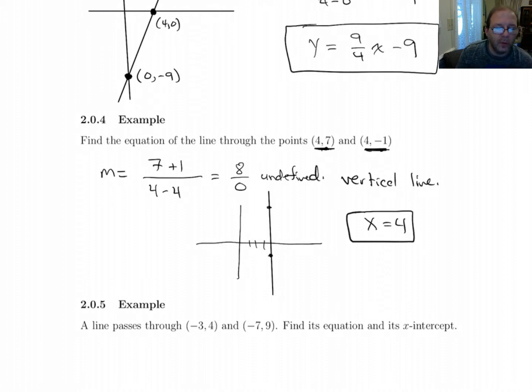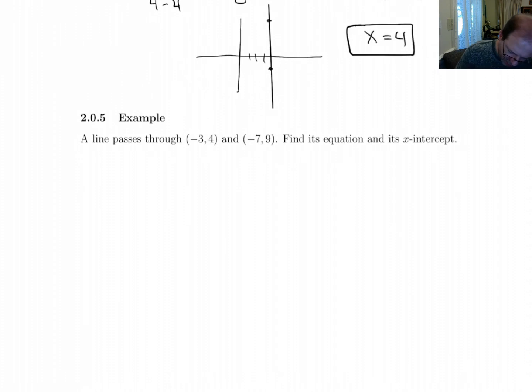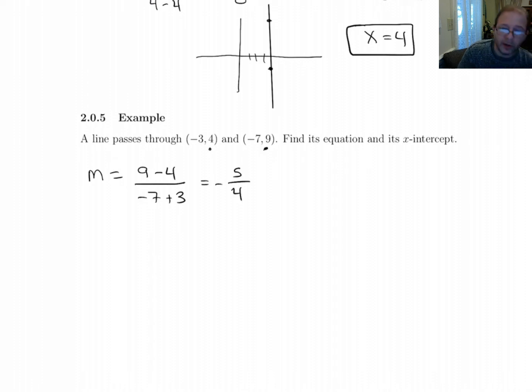All right, one more example. This last example says a line passes through these 2 points. Find its equation and its x-intercept. All right, so let's see. The slope is going to be 9 minus -3. Oh wait, I need to be careful. It's going to be 9 minus 4, change in y, over -7 minus -3. 9 minus 4 is 5. -7 plus 3 is -4. So my slope is -5/4.